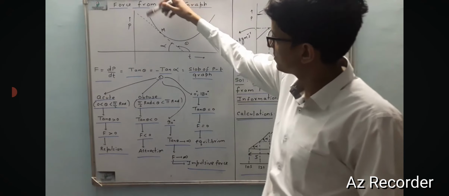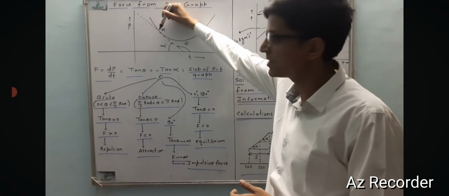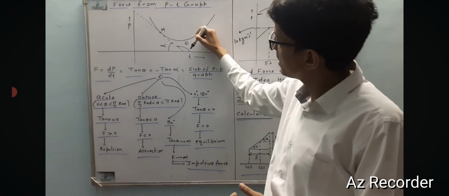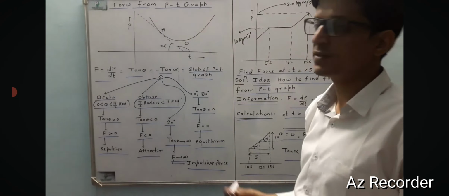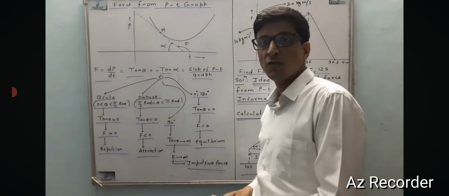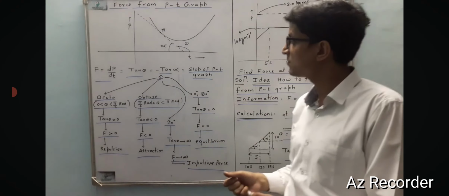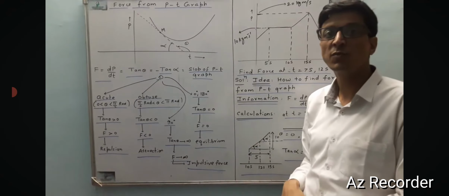Suppose this is the momentum time graph. We take a point M on the graph and we draw a tangent. Let the tangent make an angle theta with the t axis in anticlockwise and alpha in clockwise sense. Then we know that the force is defined by dp by dt, which is equal to tan theta, which is equal to minus of tan alpha, which is the slope of the PT graph, that is, the slope of the momentum time graph.